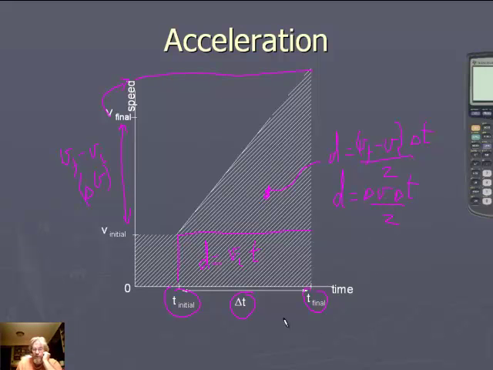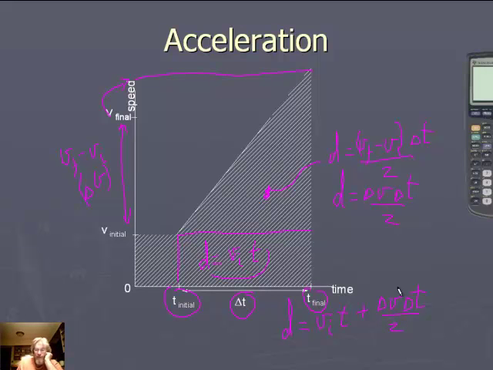All right, so here's an equation. The total distance, or the total area, is going to be equal to the area of the rectangle, which is vi times time, plus the distance of the triangle, which is delta v times delta t over 2.